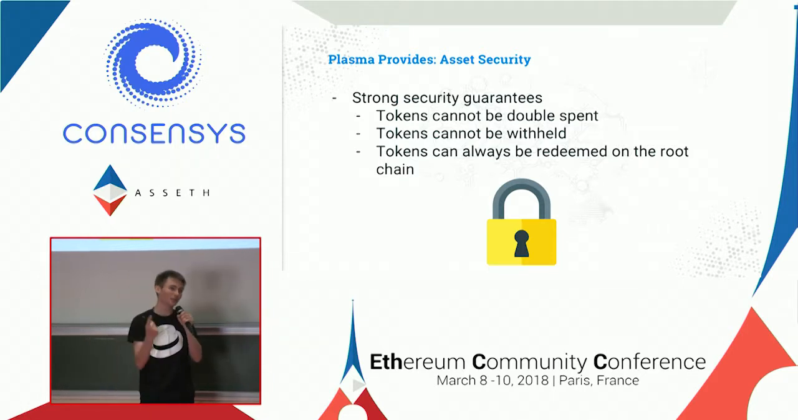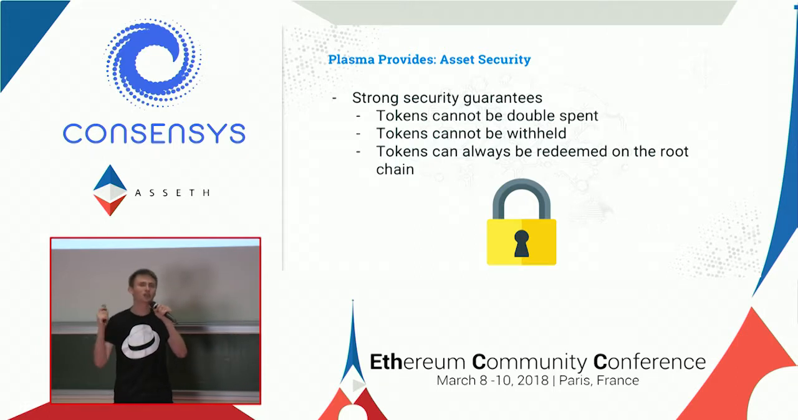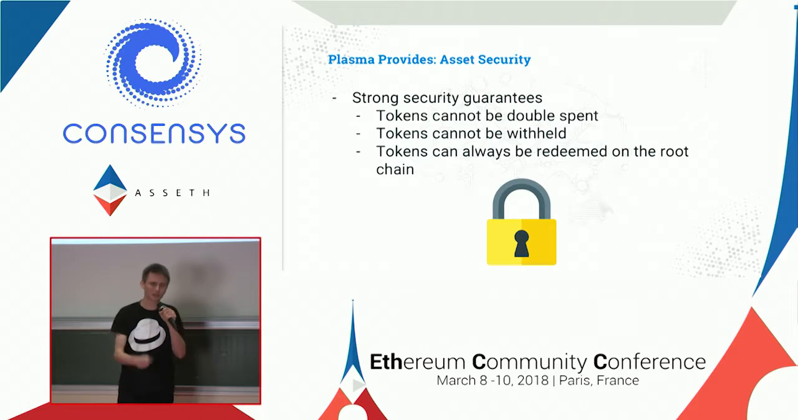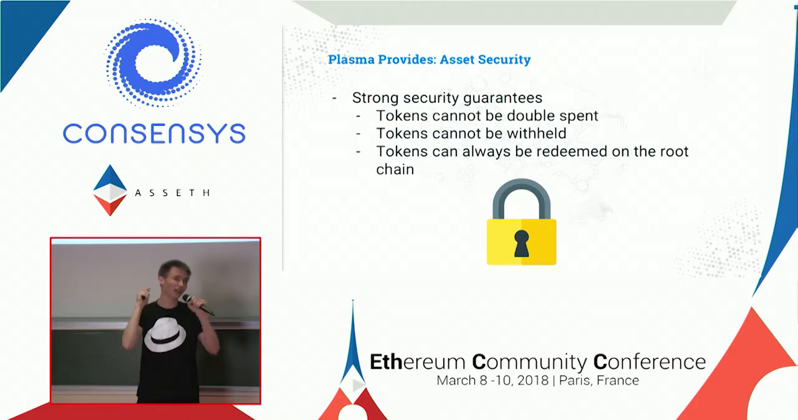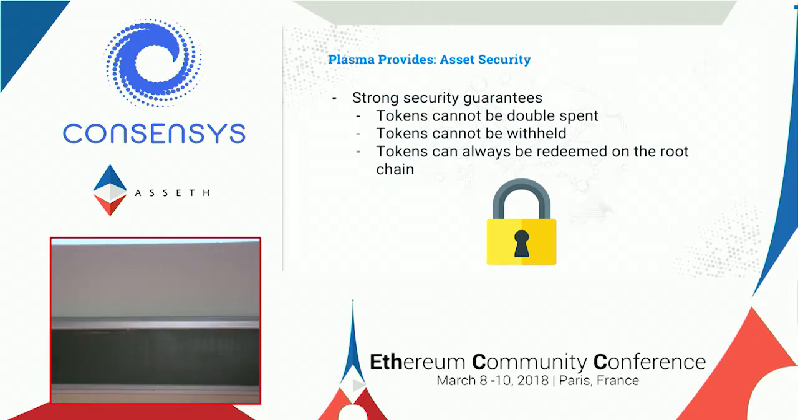Tokens cannot be double spent, and so the Plasma MVP, I should say, is a token transfer blockchain. So it's based on UTXO, super simple stuff, and it has the normal security guarantees of a token transfer blockchain. Let me actually start my timer so I know how long we're going.